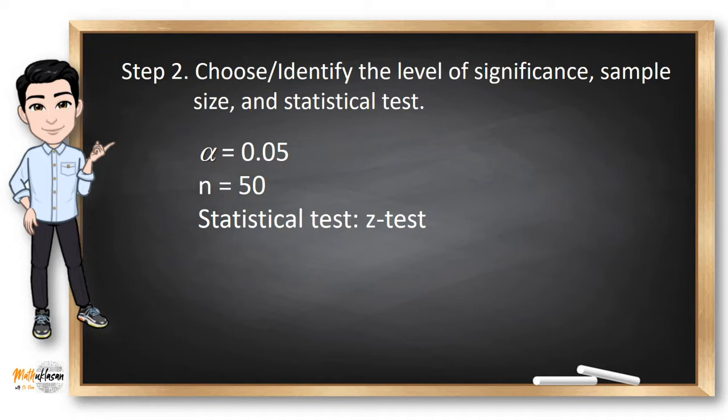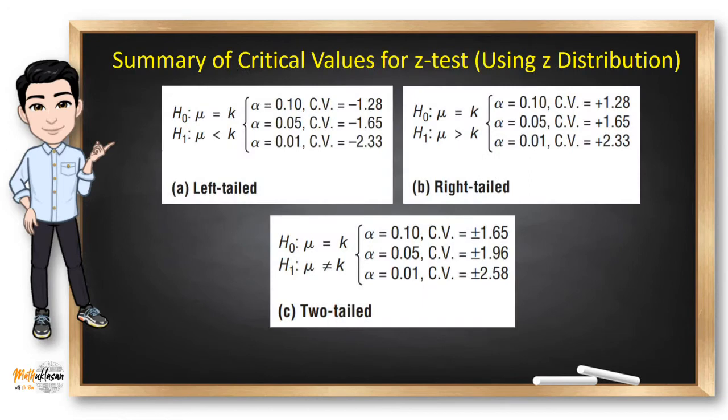And since the sigma is known and the sample size is greater than 30, the assumptions for the z-test are met. To identify the critical values for the z-test, we're going to need the z-distribution, also known as the normal distribution table. You can find it in Google or at the back of some statistics books. But for convenience, here's the summary of those critical values.